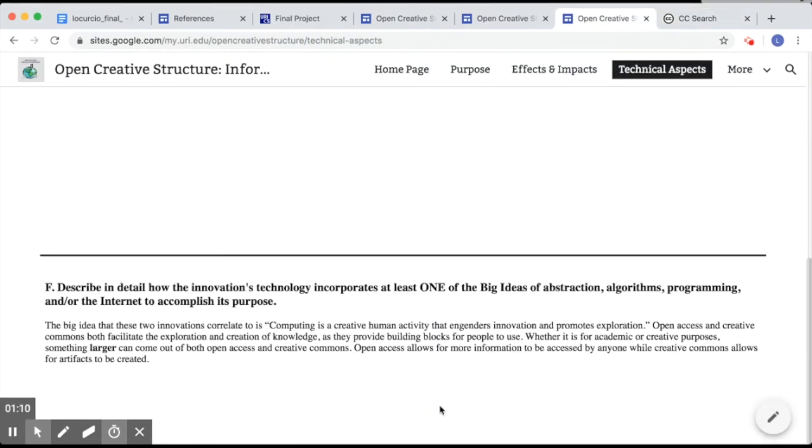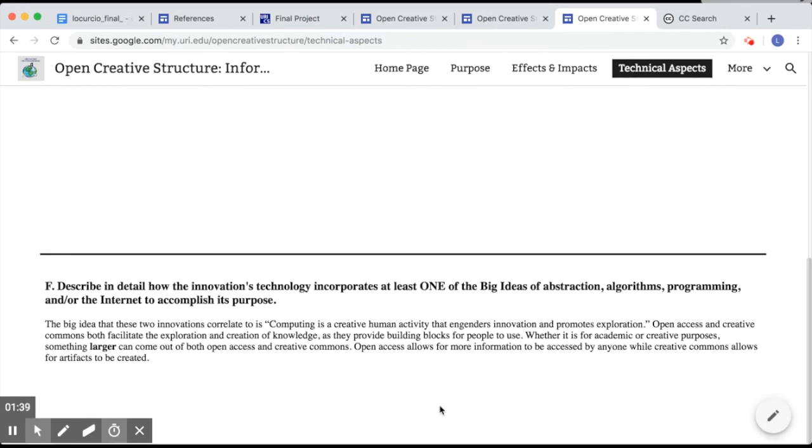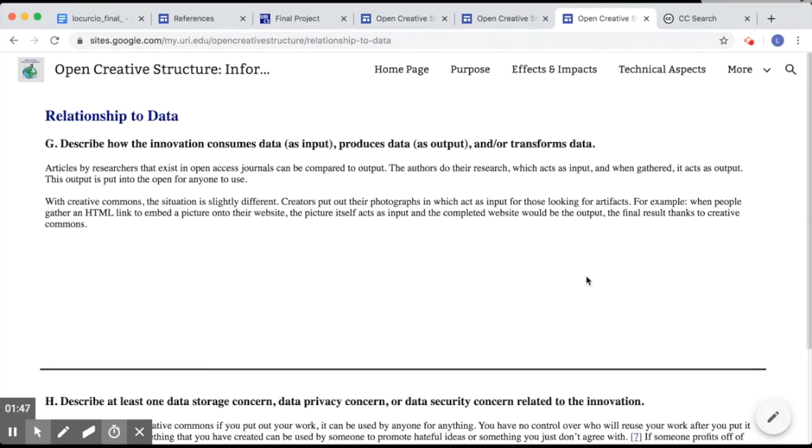The big idea of abstraction that this is related to is: computing is a creative human activity that engenders innovation and promotes exploration. Open access and Creative Commons both facilitate the exploration and creation of knowledge as they provide building blocks for people to use. Whether it's for academic or creative purposes, something larger can come out of both open access and Creative Commons. The innovations consume data and produce it into something else.